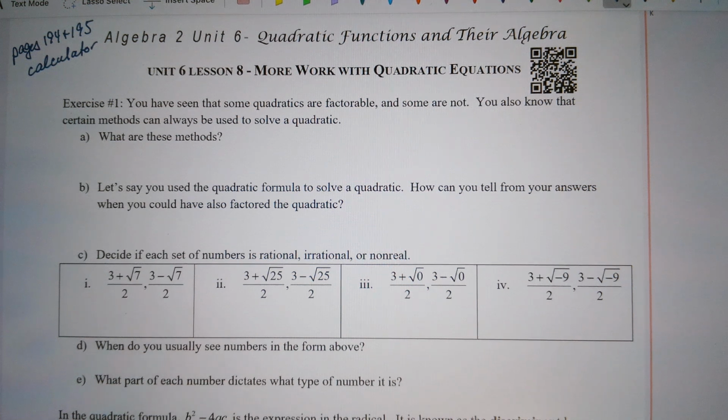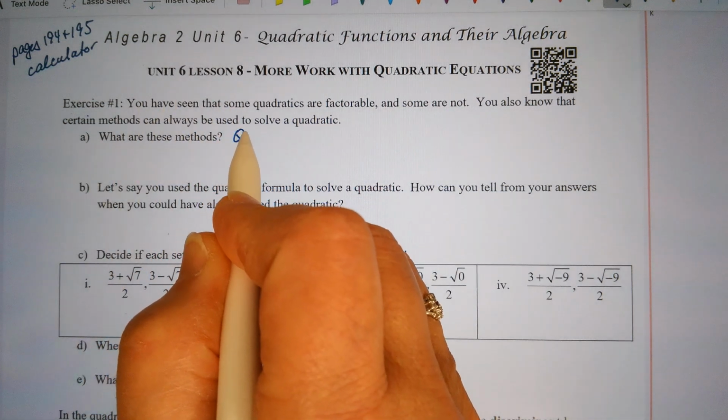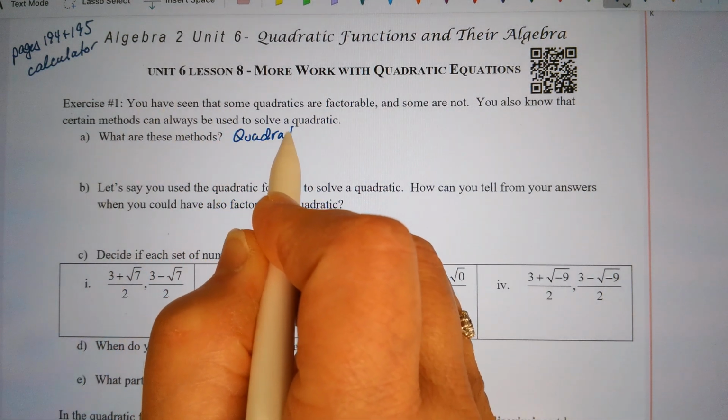Today we're on pages 194 and 195 of our textbook. You need your calculator. More work with quadratic equations. We have seen that some quadratics are factorable and some are not. We also know that certain methods can always be used to solve a quadratic. What are these methods? Quadratic formula can always be used.